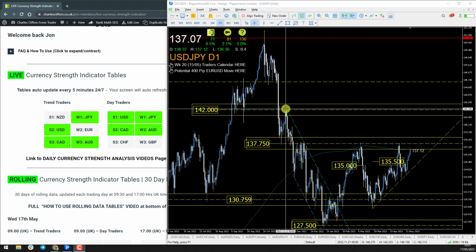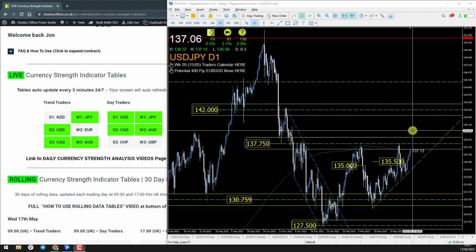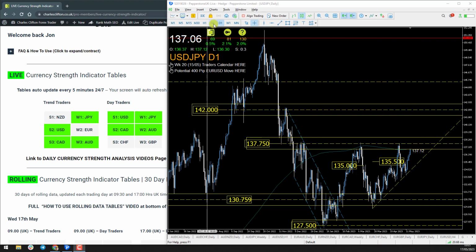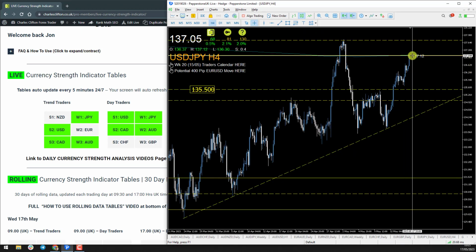Now that 142 handle has a nice high with a confluence, and that was around about the 21st of November 2022. So those highs in there would be interesting to me as targets for buying opportunities if we were to trade through 137.75. Now, if I go into the 4-hour time frame, like I said, my only concern is that we're at the level of resistance. We're at the daily 200 moving average. That can be used as resistance as well. So my only concern is getting long here.